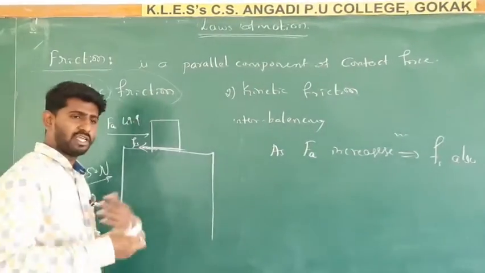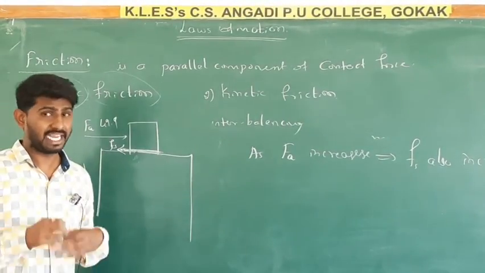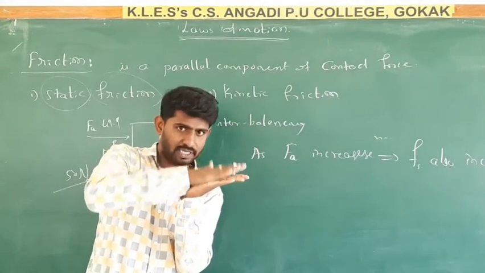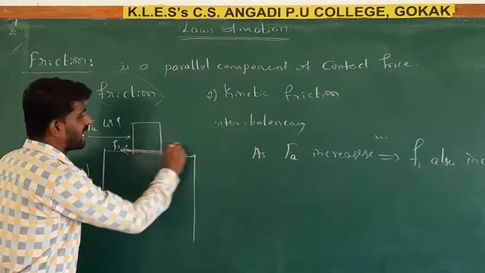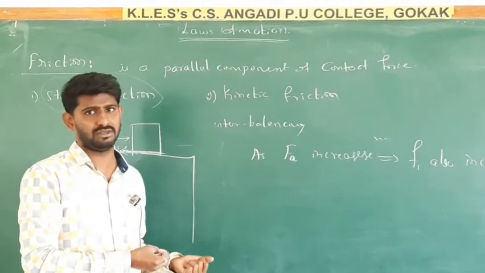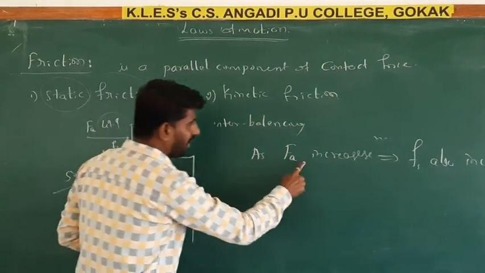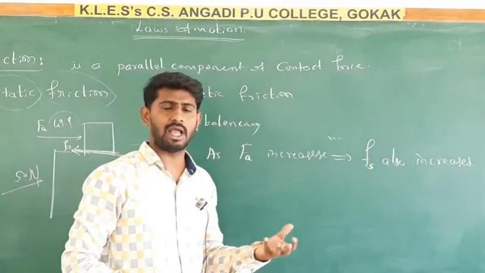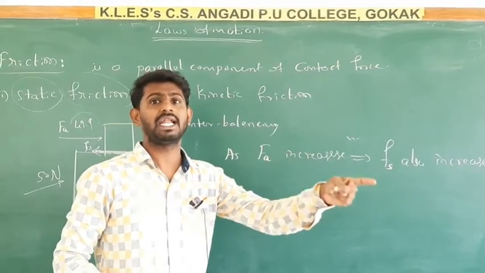Okay, once the body started to move, can we have the static friction there? No. Static friction is the horizontal contacting force existing between the two surfaces when it is at rest. So when you apply 50 Newton, it started to move, then you can't say there is static friction. So as you increase the applied force, the static friction goes on increasing, and at a particular value, it converts static friction into kinetic friction.